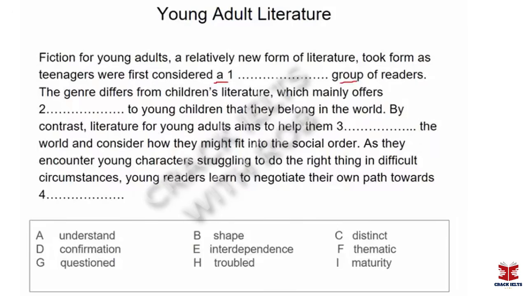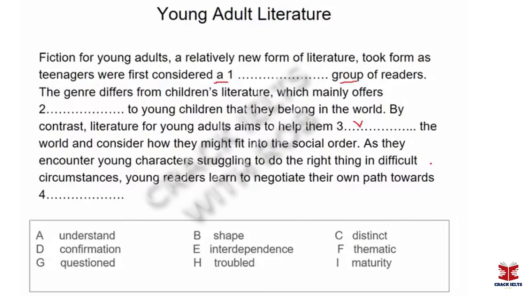How about for number 3? By contrast, literature for young adults aims to help them blank the world. Okay, well, there could be a couple of possibilities there, but what makes most sense is that this literature is going to help young adults do something. Okay, so that doing indicates that it's probably a verb that we're looking for in this slot. Okay, so if I were trying to analyze this ahead of time, I would mark a little note here that I'm looking for a verb in this slot.